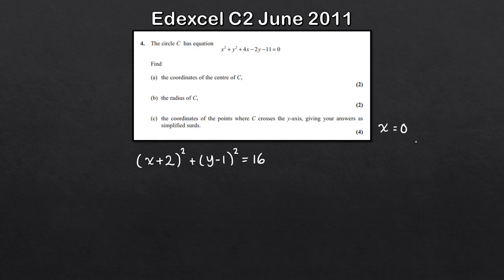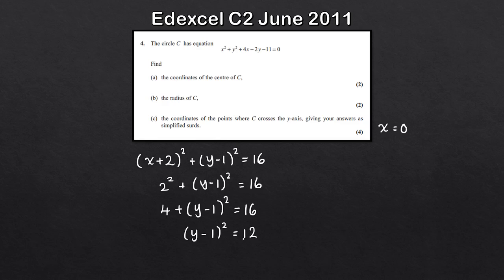And all I do here is substitute x equals 0. So I substitute x equals 0 into this equation. And that gives me 2 squared plus y minus 1 all squared is equal to 16. And all I'm going to do here now is go on to solve for y. Okay, so 2 squared is 4 plus y minus 1 all squared is equal to 16. We subtract 4 off both sides here, so I get y minus 1 all squared is equal to 12. And here now, we take the square root of both sides. Now be careful here. If we take the square root of this 12, we must include the positive and negative solution.